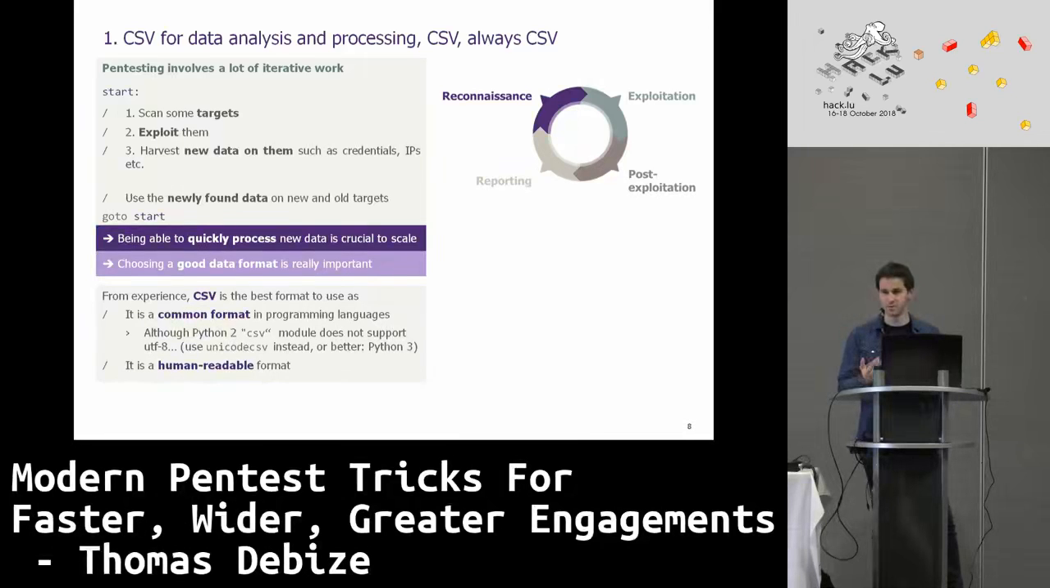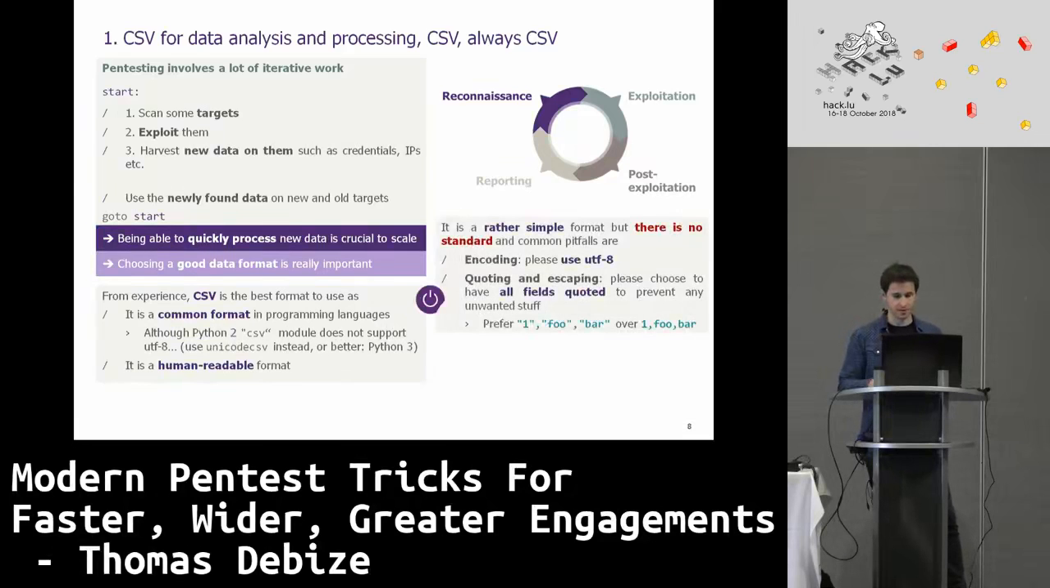It's a common format, widely used, but mostly it's a human-readable format, unlike JSON or XML. And as you are humans, I guess, if you complete the Turing test, you should use CSV. It's a rather simple format, but there's no standard. There's no RFC or true standard on CSV. So there are some traps, like in encoding and in quoting.